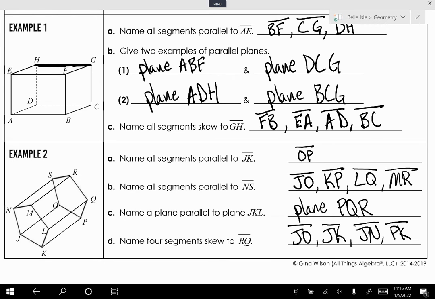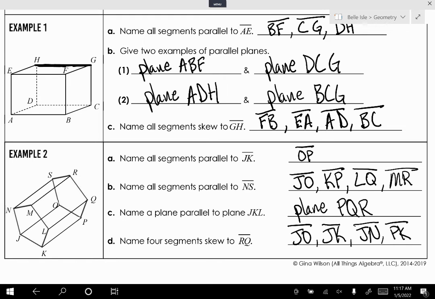If we look at A, the segment parallel to JK is OP. If we look at B, the segments parallel to NS are JO, KP, LQ, and MR. If we look at C, the plane that is parallel to JKL, there's only one, but you could have named it something different, but it's plane PQR. Okay? There you go.